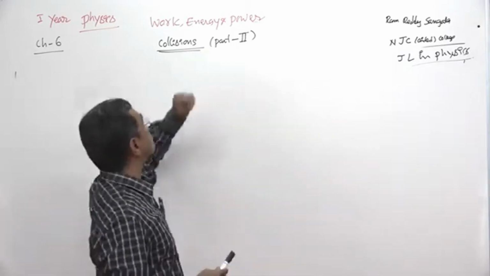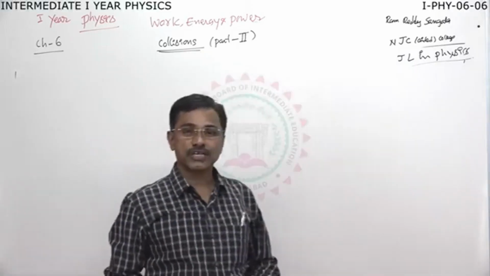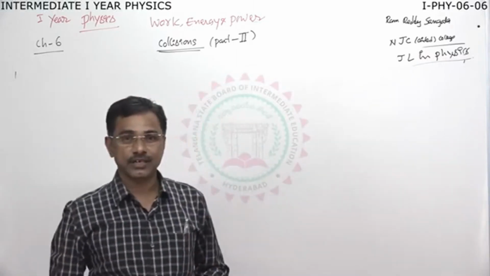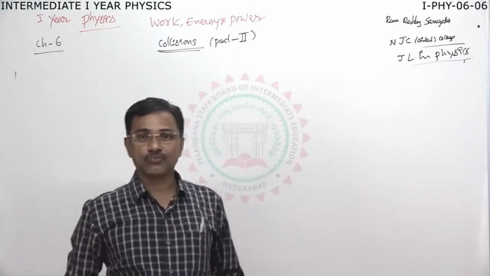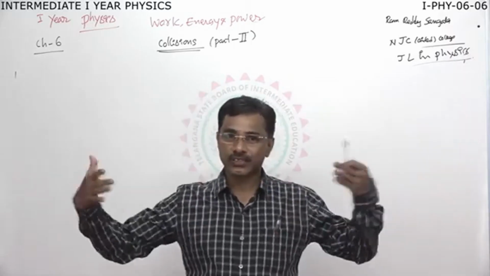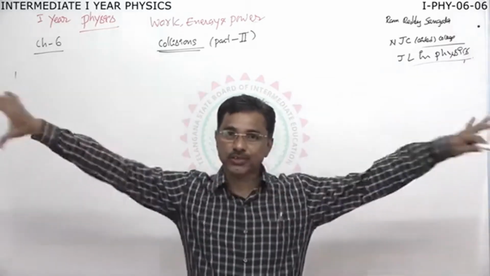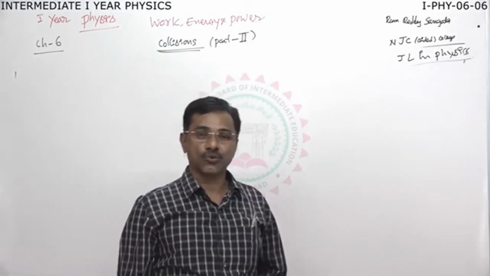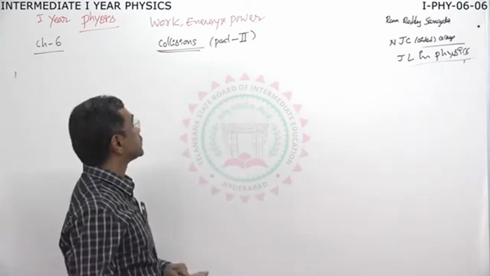As part of this chapter, collisions, as we already discussed in the previous class, what is a one-dimensional elastic collision, and then we proved that in a one-dimensional elastic collision, the relative velocity of approach is equal to the relative velocity of separation. This is one of the important questions. Hope you learned it thoroughly. Now, here is a part of it.